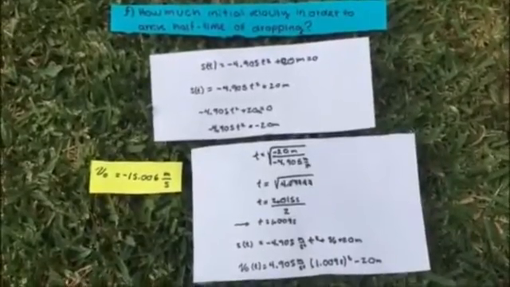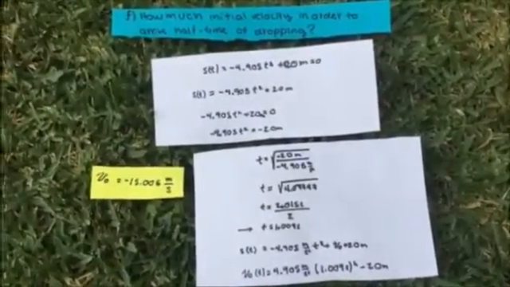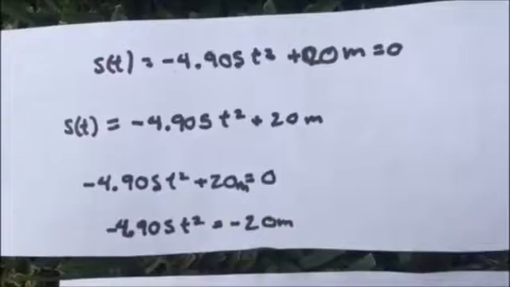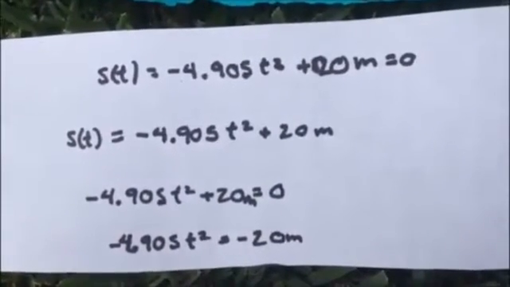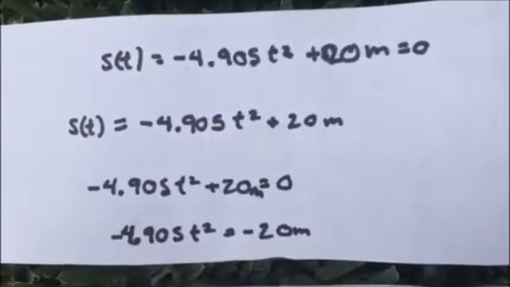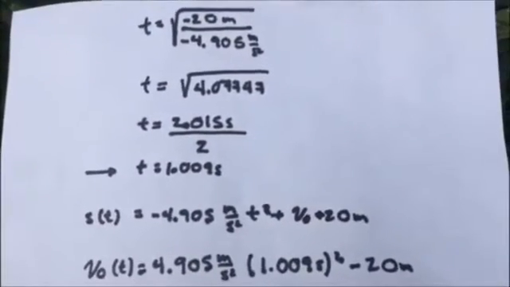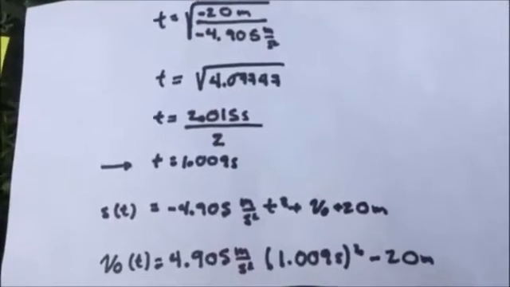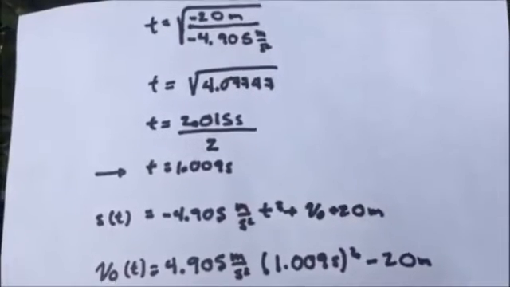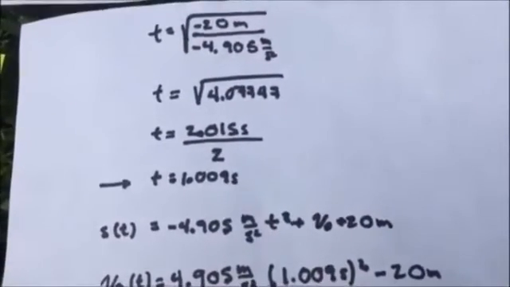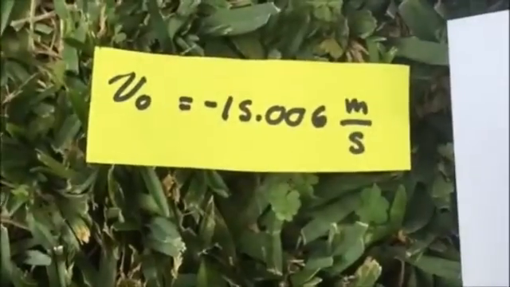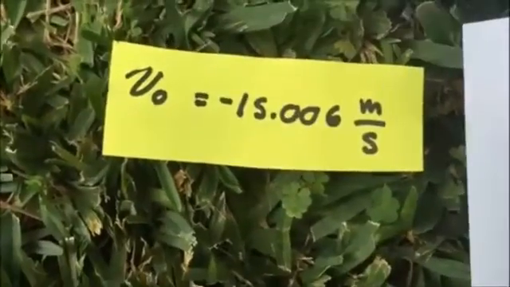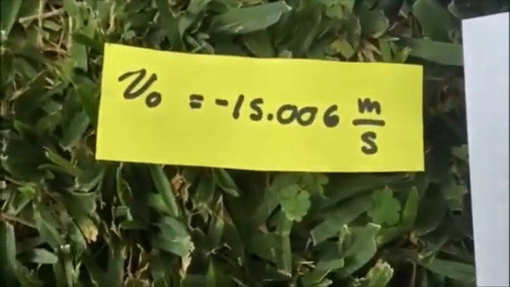Point F. With how much initial velocity should Peter throw the book to arrive in half the time of the dropping? First of all, we need our position function, and then we need to equal it to 0 in order to isolate t, and then later on we are going to divide it by 2 due to the fact that they ask us the half time, and therefore our result is going to be time equals 1.009. Then we're going to use again our position function and substitute 1.009 seconds into t, and then we are going to conclude that our result is going to be minus 15.006.